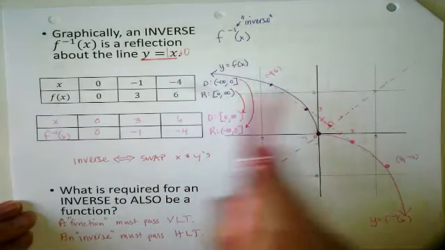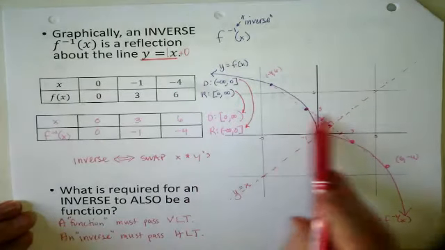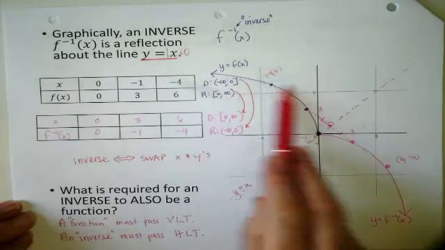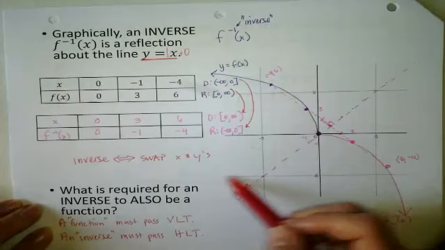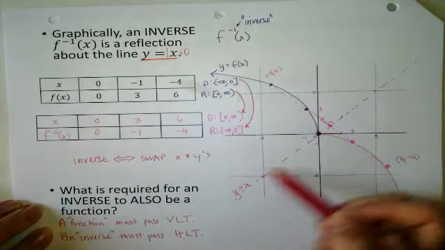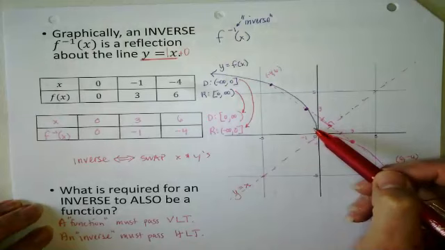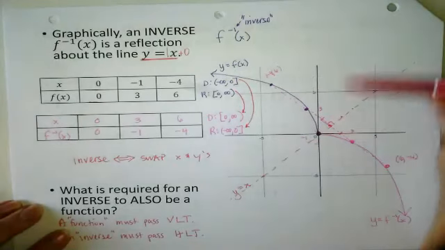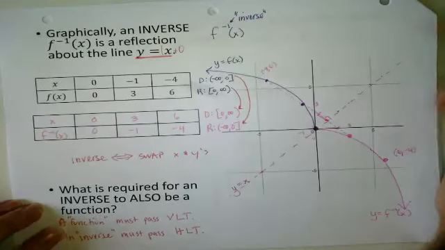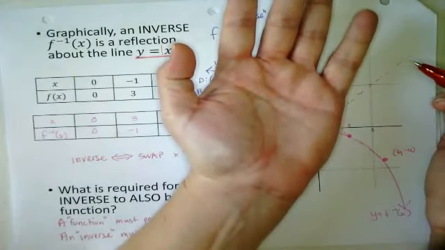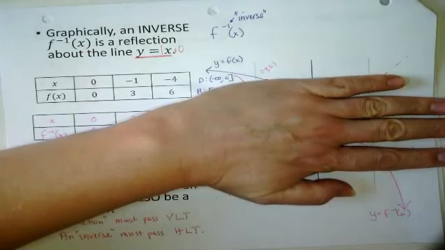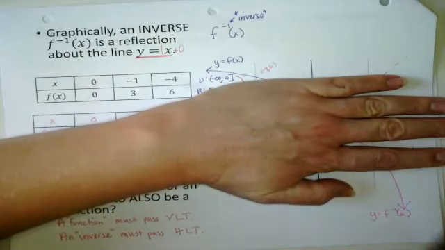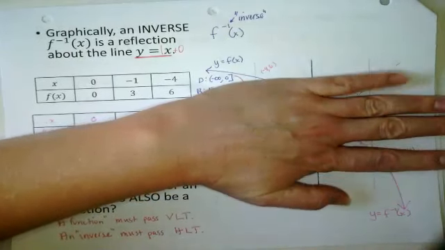If we were to draw a horizontal line, and our purple function here passes that horizontal line test, it just intersects one time. If it happened to be a parabola, like this parabola here, and we reflect it over the line y equals x, it turns into a sideways parabola, and that will no longer be a function. It would not pass the vertical line test. Kind of interesting, but we'll talk more about that.